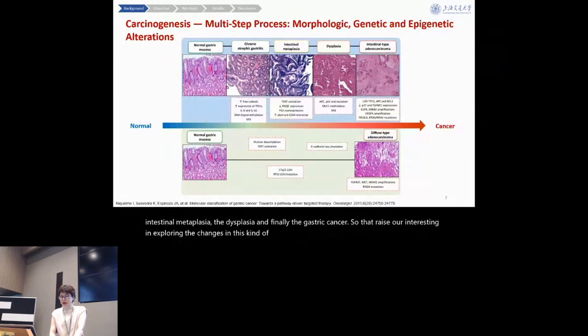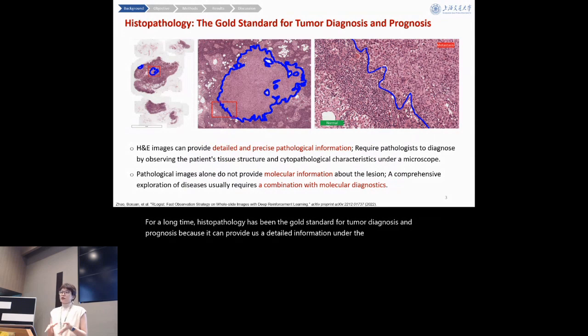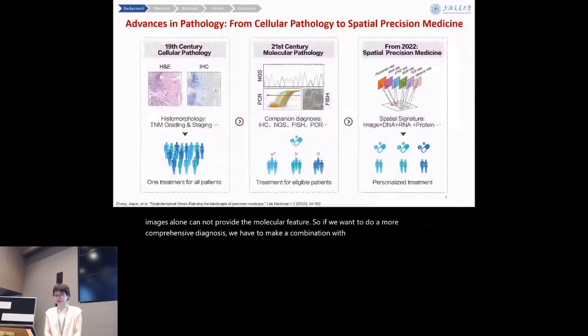But what can we do? For a long time, histopathology has been the gold standard for tumor diagnosis and prognosis because it can provide us detailed information under the microscope. But the images alone cannot provide the molecular features. So if we want to do a more comprehensive diagnosis, we have to combine it with molecular diagnostics.